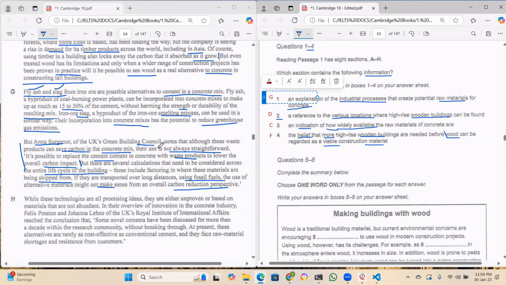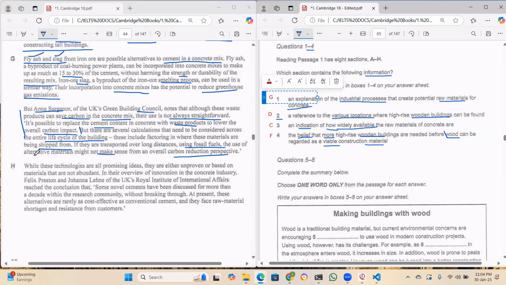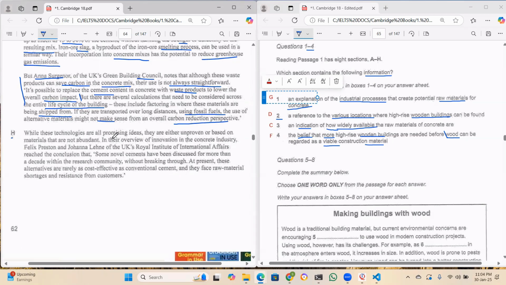And now we are left with only one paragraph. So let us finish reading this. Then we'll answer the remaining questions. Now, while these technologies are all promising ideas, they are either unproven or based on materials that are not abundant. In their overview of innovation in the concrete industry, Felix and Johanna of the UK's Royal Institute of International Affairs reached a conclusion that some novel cements have been discussed for more than a decade within the research community without breaking through. At present, these alternatives are rarely as cost effective as conventional cement, and they face raw material shortages and resistance from customers. So yes, that's what they said, Felix and Johanna.